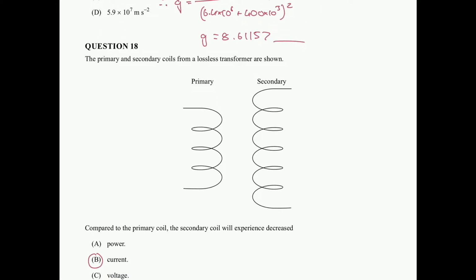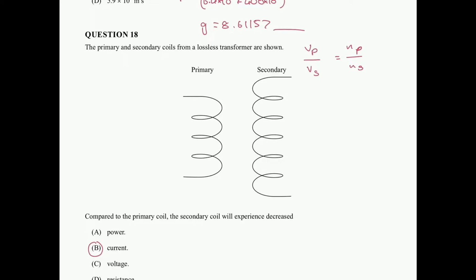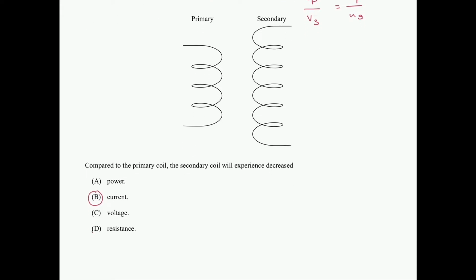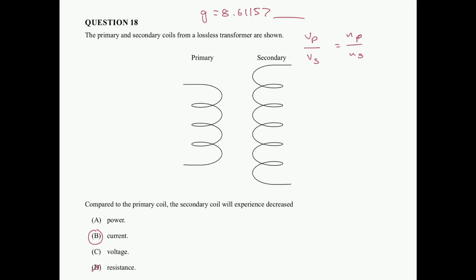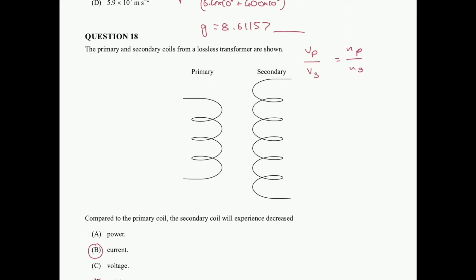So you're given multiple formulas in your formula book. One of them is Vp over Vs is equal to Np over Ns. So let's rule out our voltage, and from here we can neglect resistance because resistance isn't going to change between these. It's lossless, as well as our power. We don't need to worry about our power in this case. So I want us to rule out voltage and then rule in current and see why current is a true statement.